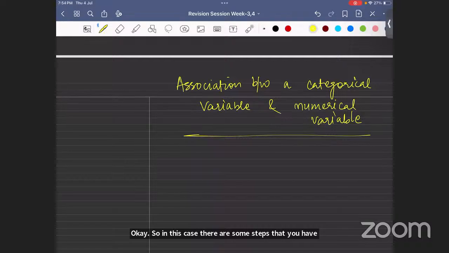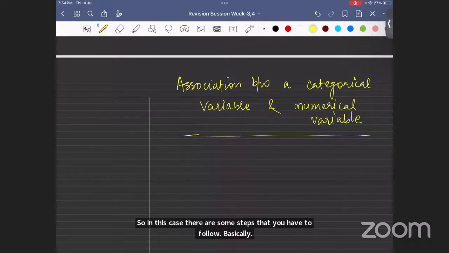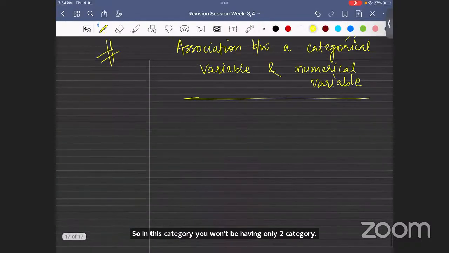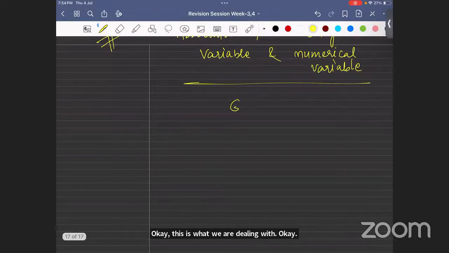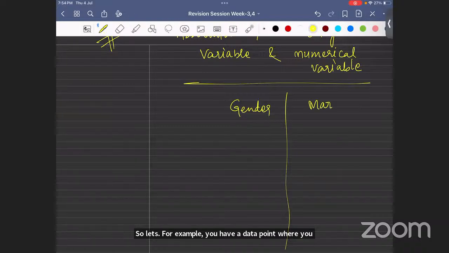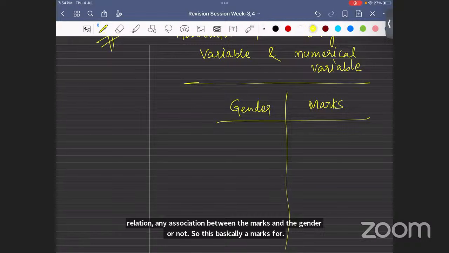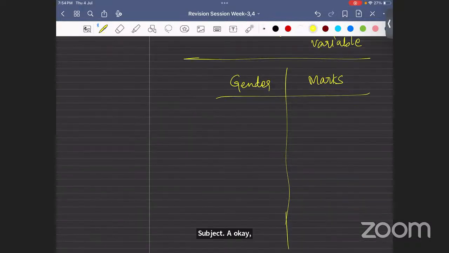Basically, whatever we are dealing with here, the categorical variable will have only two categories. For example, you have data points where you have been given the gender and the marks. Now you have been asked whether there is any relation or association between the marks and the gender or not. These are marks for some subject, maybe maths, and you have been given the gender with their marks.